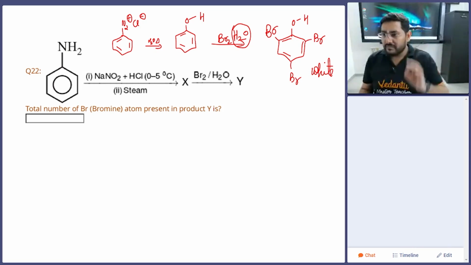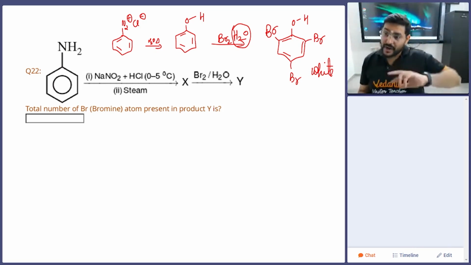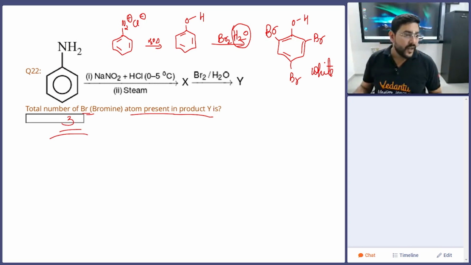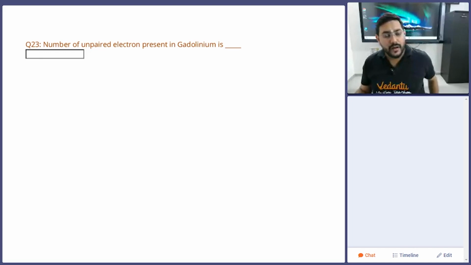The same reaction with aniline, Br2 and water will also give you the white color precipitate. We are going to get this white color precipitate. So here the question is asking the total number of bromine atoms present in Y. Is this part clear? Yes, everyone. Now, moving towards the next part.